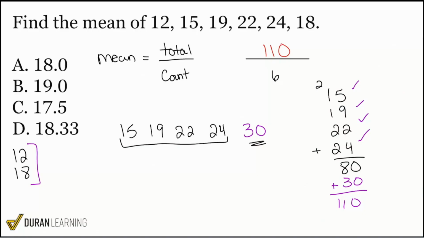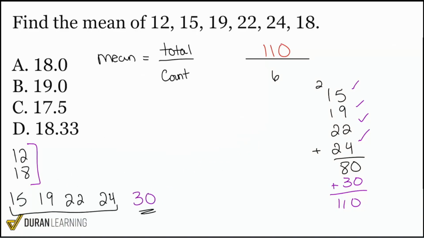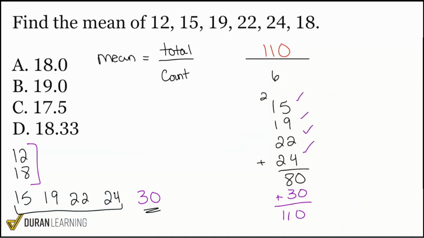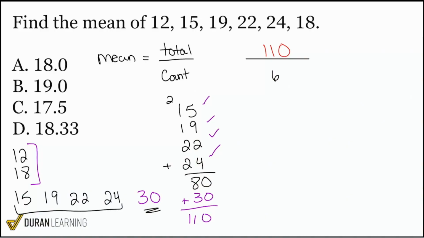The last thing that we have to do here is divide 110 by 6. So let's move this over. 6 going into 110. 6 goes into 11 once. We'll subtract 6, giving us 5 left over. Drop that 0, giving us 50. And then 6 going into 50 is 8. 8 times 6 is 48, giving us 2 left over.